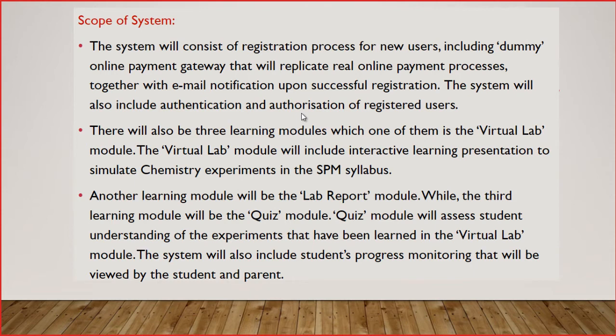For example, let me read this for you. Number one, the system will consist of registration process for new users. This is one of the tasks. Registration process for new users, including dummy online payment gateway. Dummy because to do a real payment gateway is beyond what we can do, because it will cost you. A dummy online payment gateway that will replicate the real online payment process, together with email notification upon successful registration. The system will also include authentication and authorization of registered users. This is number one.